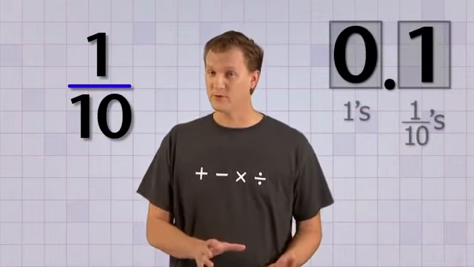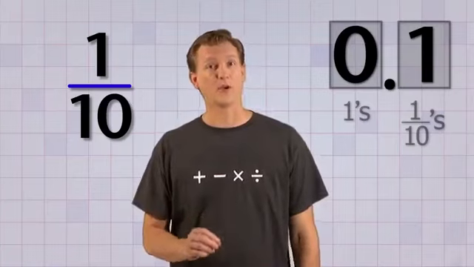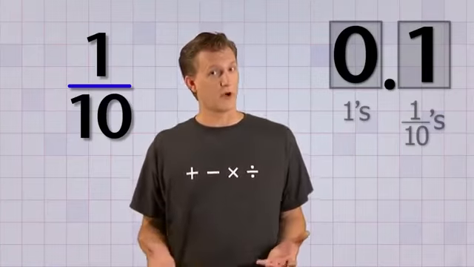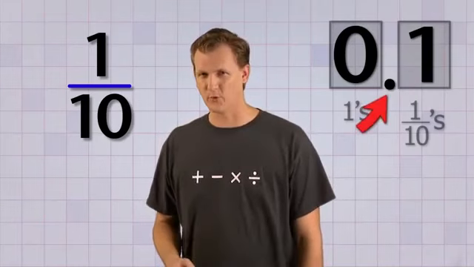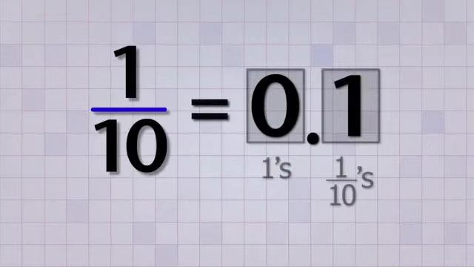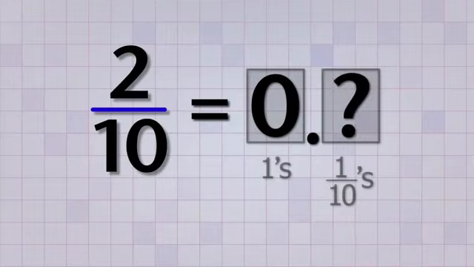Now when you write decimal numbers, it's important that you always include the ones place. But since we don't have any ones, we just put a 0 in that spot. The 0 makes the decimal point easier to see. Alright, so that's 1/10. But what if we have 2 over 10 instead? Well, all we have to do is change the digit in the tenths place to a 2. So 2 over 10 equals 0.2.